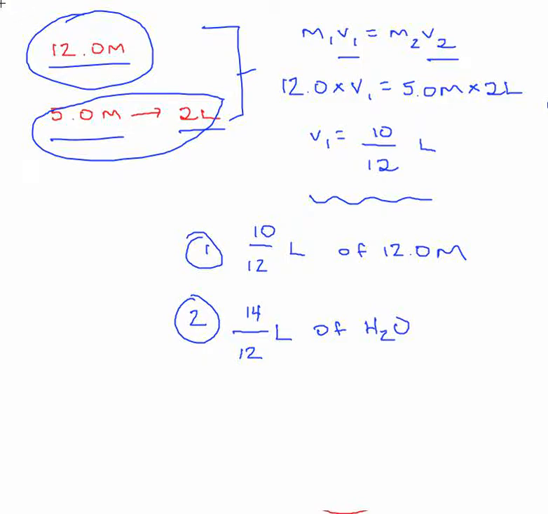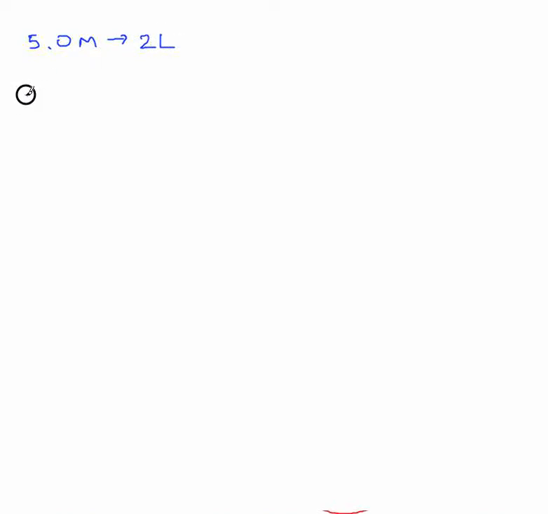Okay. Now, that's the hard dilution problem. Let me give you a really easy one. All right. Let's say I have a 5 molar solution. I have 2 liters of it. Let's say I want a 2.5 molar solution, okay? What volume of that will I need to make? Again, same formula. M1V1 equals M2V2.